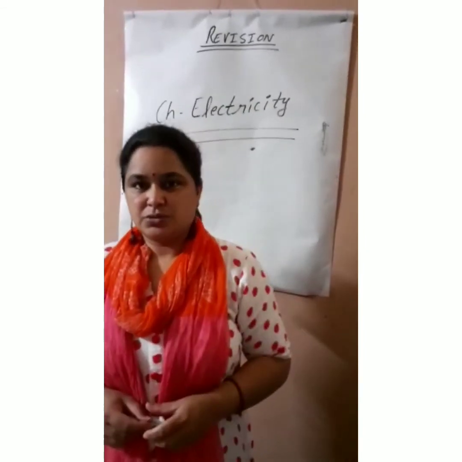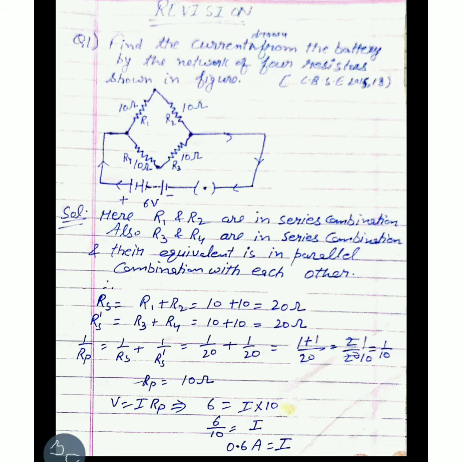So, let's start. First question is, find the current drawn from the battery by the network of the four resistors shown in the figure. What are these resistors? R1, R2, R3 and R4, and each is of 10 ohm and which are connected to a battery of 6 volt. So we have to calculate the total current withdrawn.